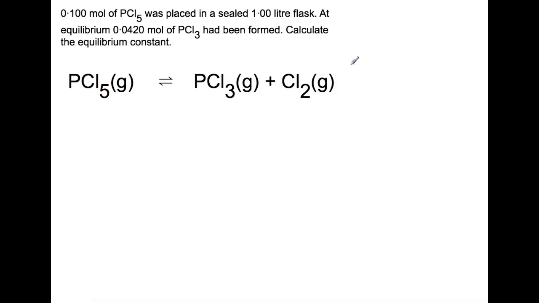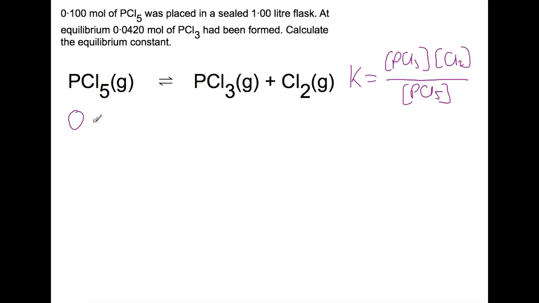So the first thing we can do is write an expression for K, which is going to be the concentration of PCl3 multiplied by the concentration of Cl2, all divided by the concentration of PCl5. We can then go ahead and try to work out our equilibrium concentrations. If we take our concentrations at the start, we have 0.100 moles of PCl5 in a 1 litre flask, so that is 0.1 moles per litre, and we have no moles of our two products yet.